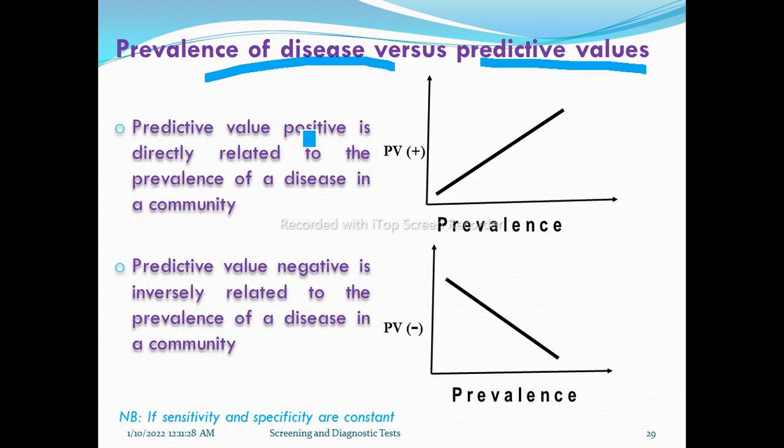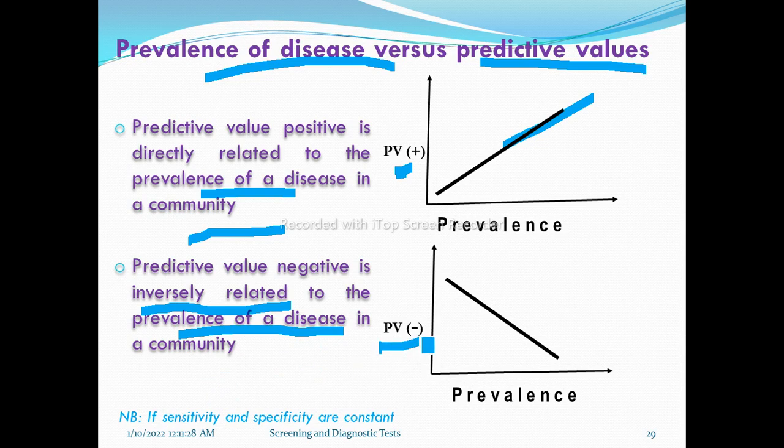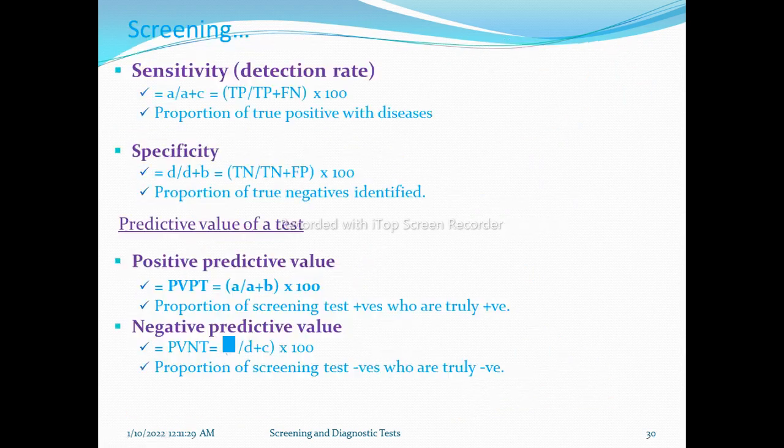Positive predictive value is directly related to the prevalence of the disease in the community. So this is prevalence, this is positive predictive value, so it is directly related or directly proportional. Negative predictive value is inversely related to the prevalence of the disease in the community. So this is negative predictive value, this is prevalence, so they are indirectly related. This is directly related, don't forget this one.